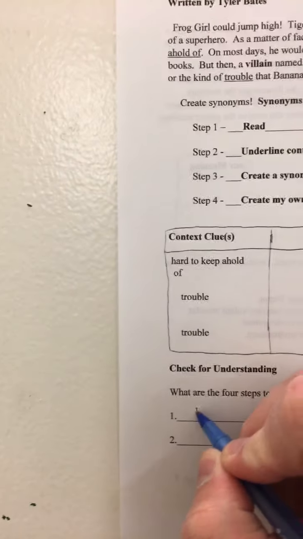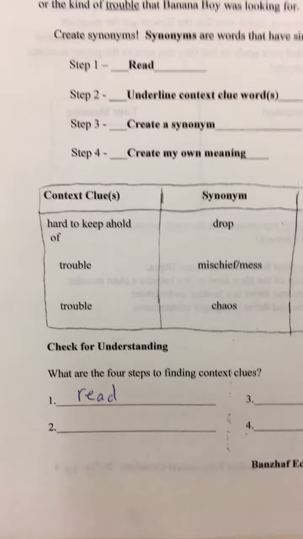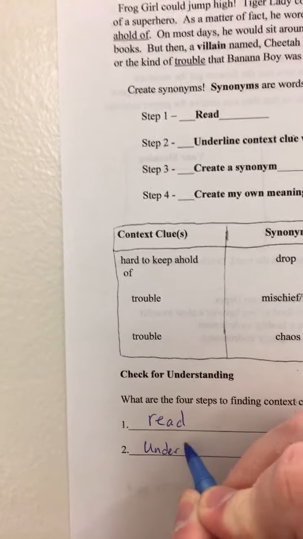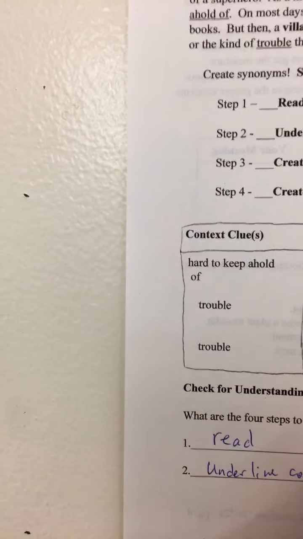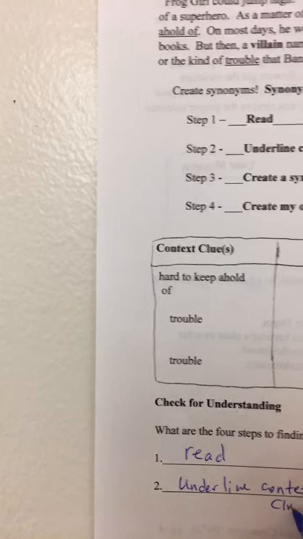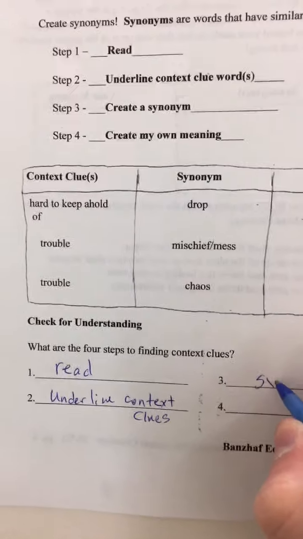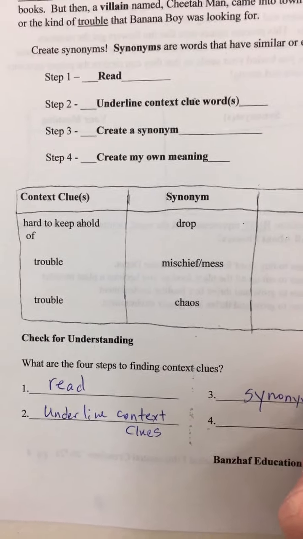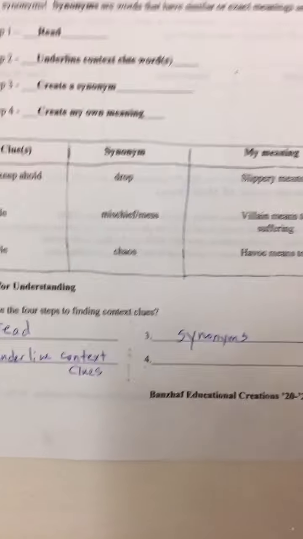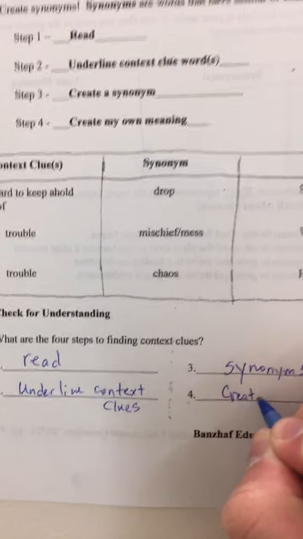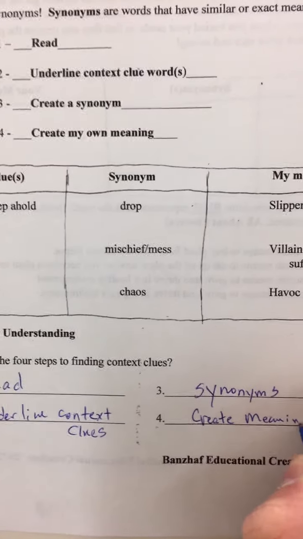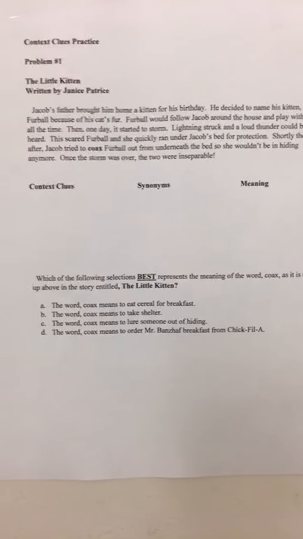Okay, let's come back. So step number 1, read. I'm going to write that down. Read. Okay, step number 2, underline context clues. Perfect. Step number 3, synonyms. But like I said, we'll talk about that another time. And step number 4, create meaning. Okay? All right. Let's come over here. I'm going to do a practice run.